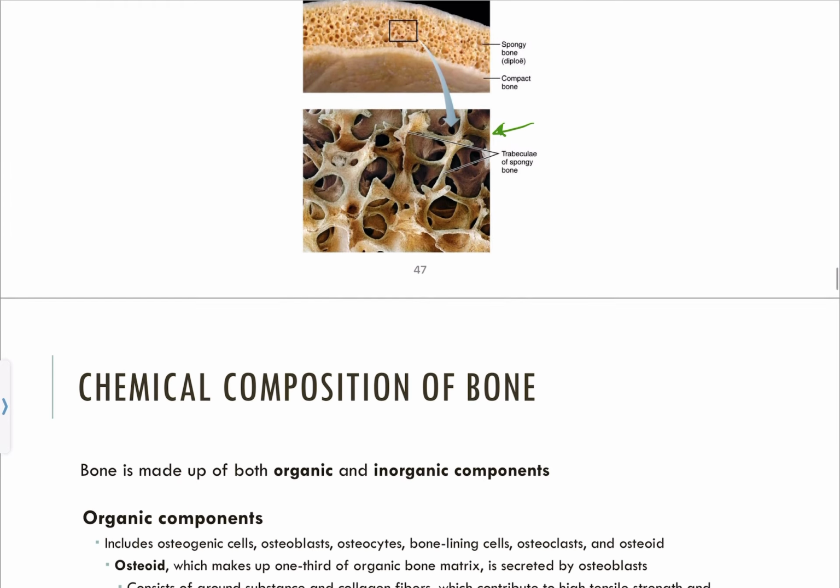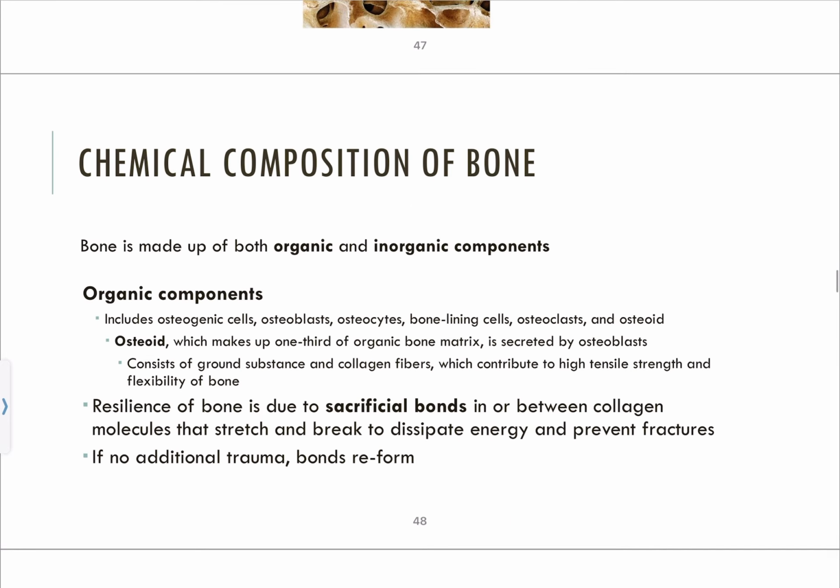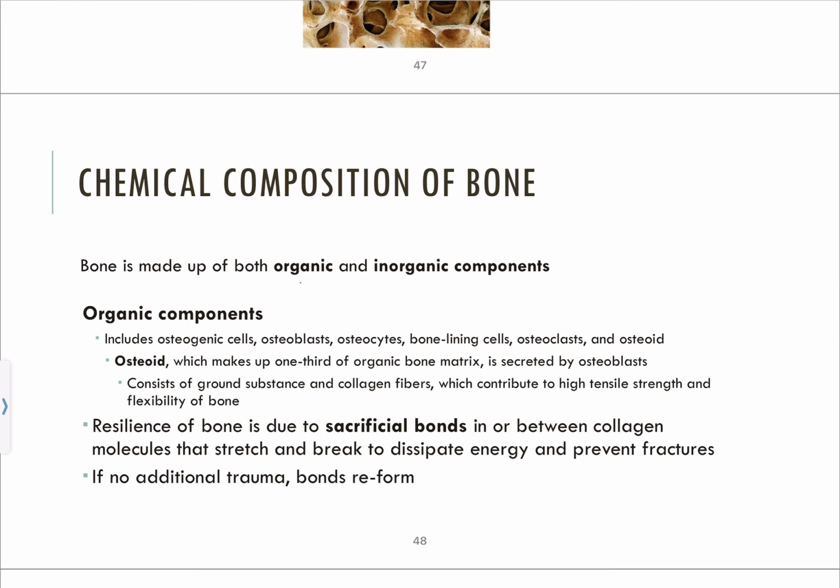The last thing we need to talk about is the chemical composition of bone. Bone is made up of what we call organic components and inorganic components. So we'll talk about the organic components first, and these are what we consider the soft components. And their whole function is to help resist tension. So if we're talking about the soft components, that would include all of our 5 types of cells that we can find in bone, right here, as well as our matrix or our osteoid.